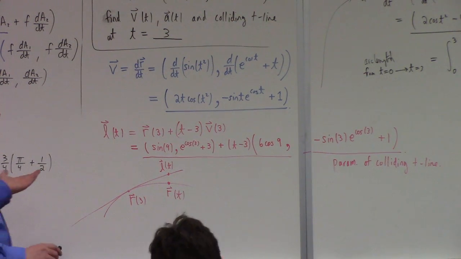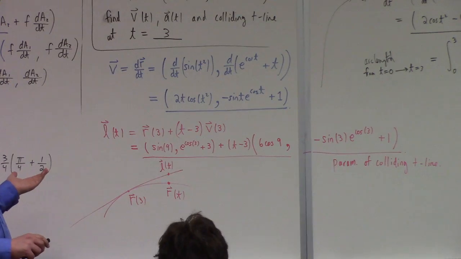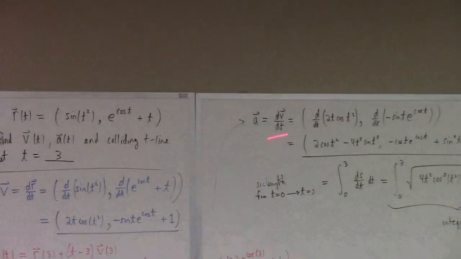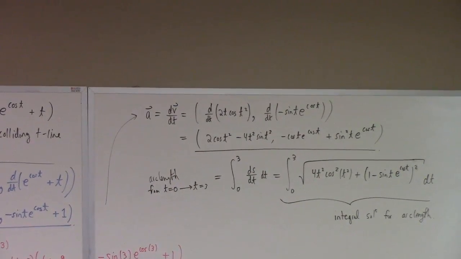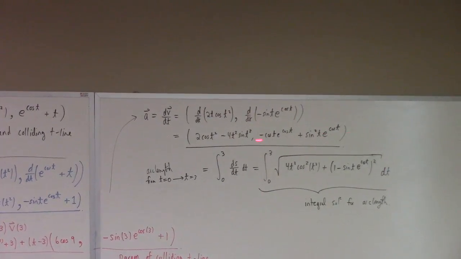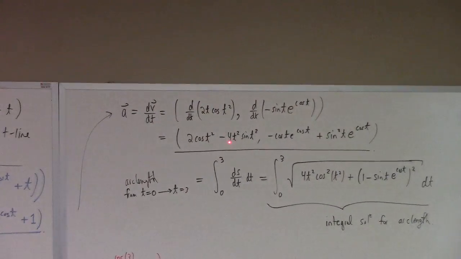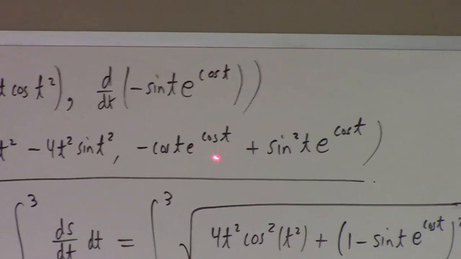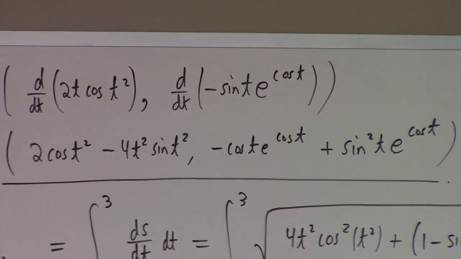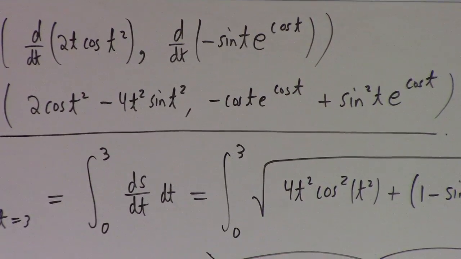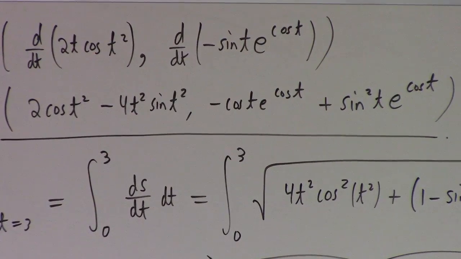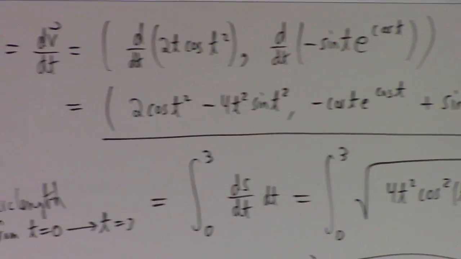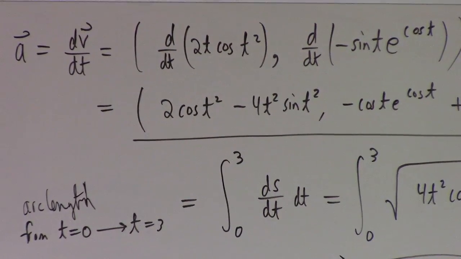But anyway, okay, so next, the acceleration is dv/dt, so you differentiate this and that with respect to time. Product rule, chain rules galore, and there you go. 2 cosine t squared minus 4t squared sine t squared minus cosine t e to the cosine t plus sine squared t e to the cosine t. There it is. There's the acceleration. Pleasant? No, but easy? I would argue yes.